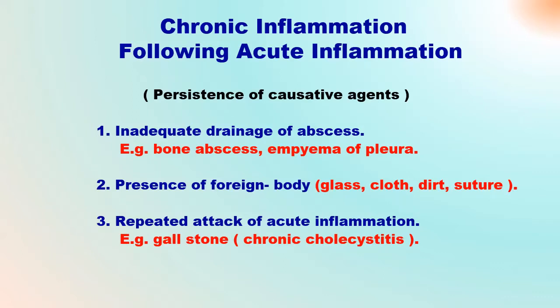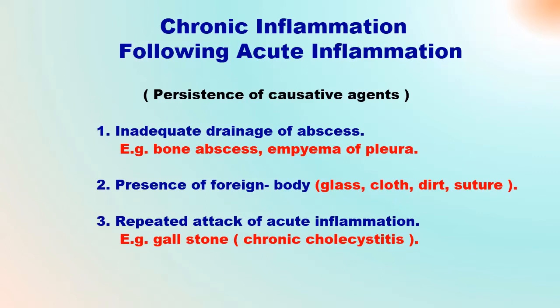Acute inflammation may progress to chronic inflammation due to the persistence of the causative agents, as in the following conditions. First, inadequate drainage of abscess, example, bone abscess or empyema of the pleura. Second, presence of a foreign body in the tissue, such as pieces of glass, cloth, or dirt, as in a road traffic accident, or presence of non-absorbable suture material after surgical operation.